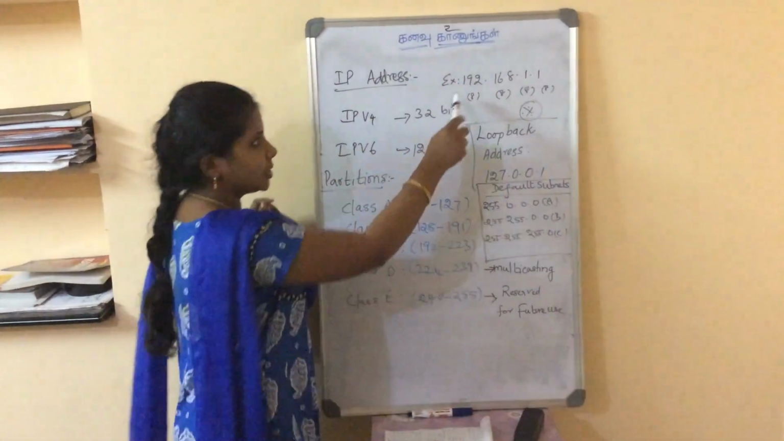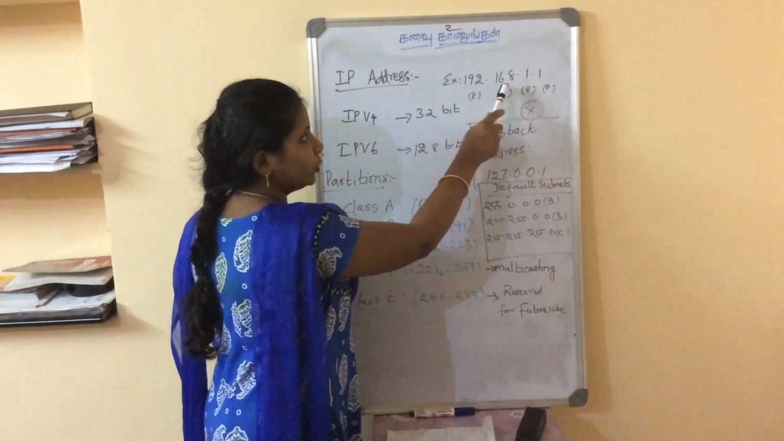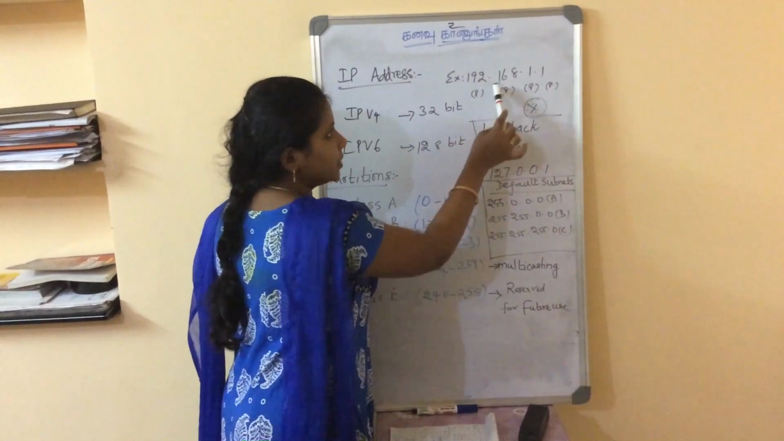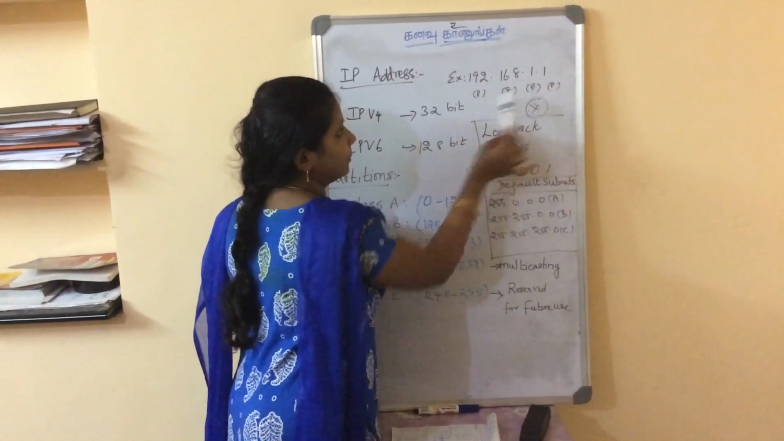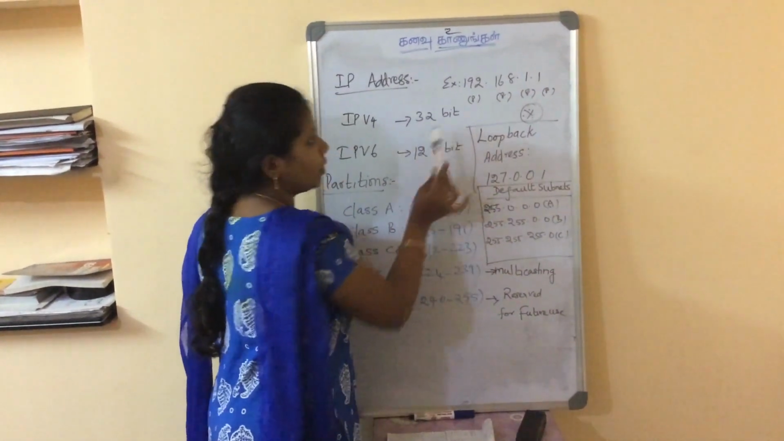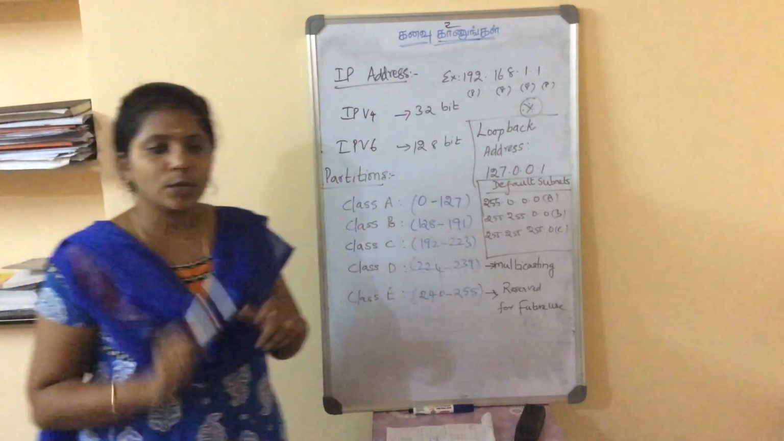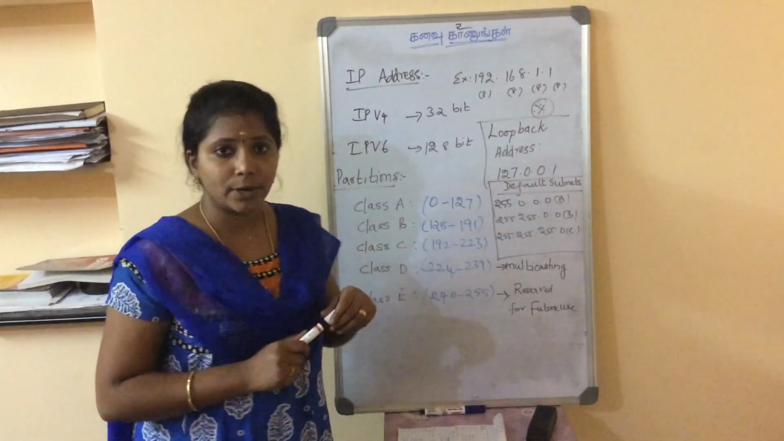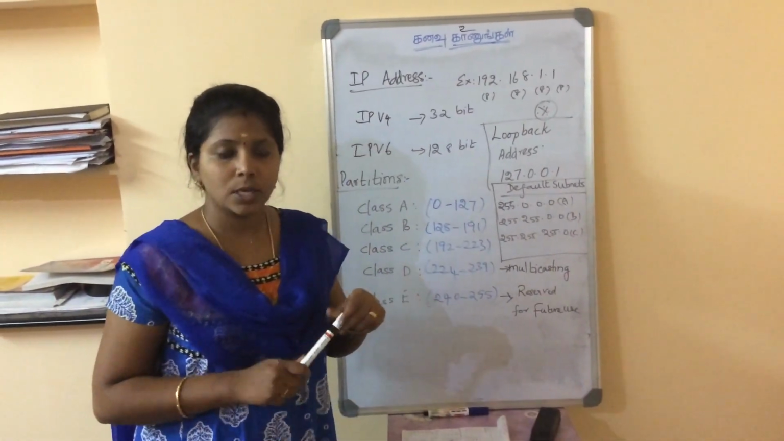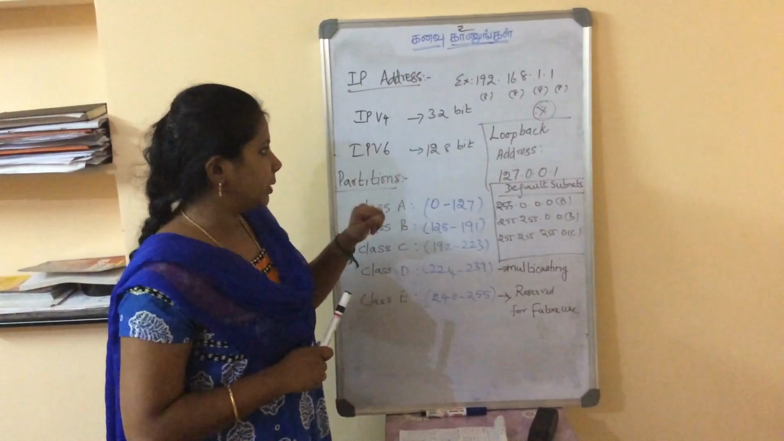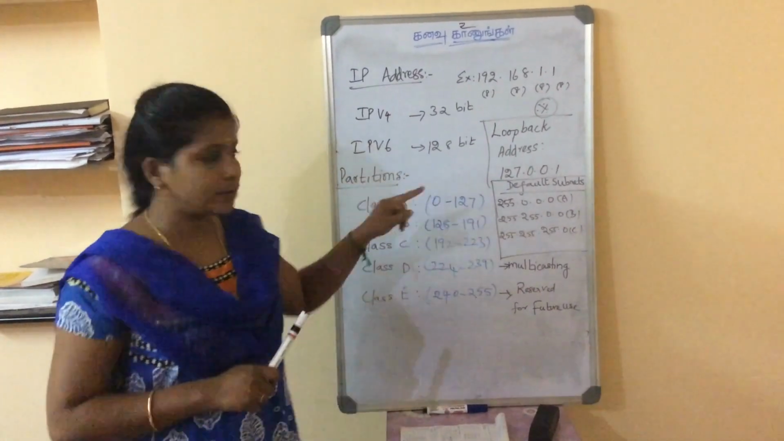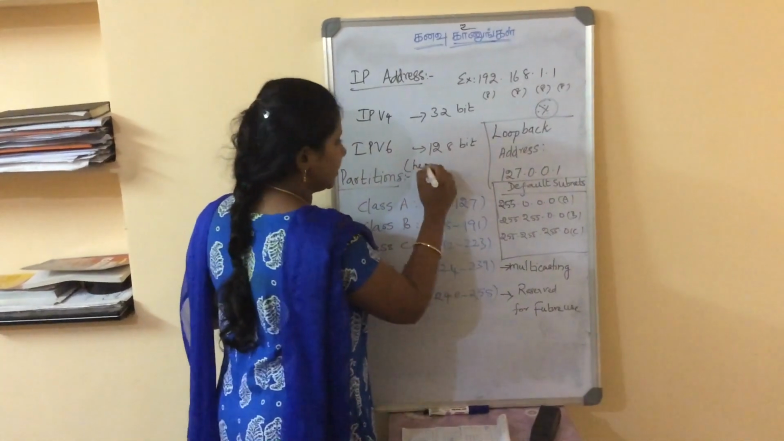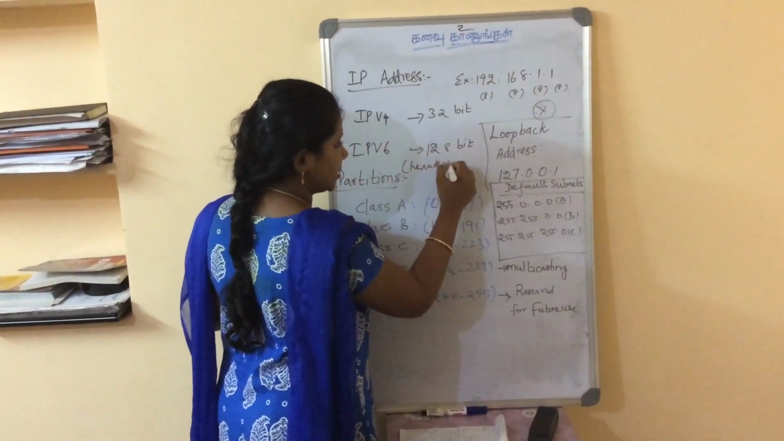See, I have given an example here, 192.168.1.1. Here this part is 8-bit, 8-bit, 8-bit, all together which is called a 32-bit address. You will get a question like, IPv4 address contains how many bits? So the answer will be 32-bit. The same way IPv6 address contains 128-bit. It's in the form of hexadecimal.